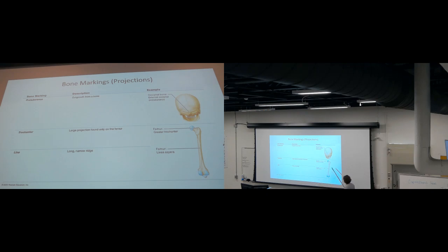Now, trochanters are large projections, and they're only found in the femur. We have one that is called the greater trochanter, which is lateral and proximal. It's lateral and anterior to the lesser trochanter, which will be here, that is medial. So this is the femur, this is the proximal epiphysis, and this is the distal epiphysis. This is the posterior view.